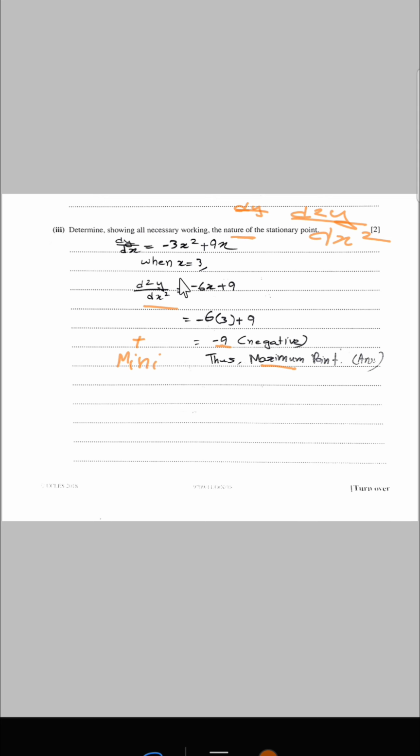So we find the expression for d square y by dx square at point x is equal to 3, and find the value of d square y by dx square as negative, so we must have a maximum point.